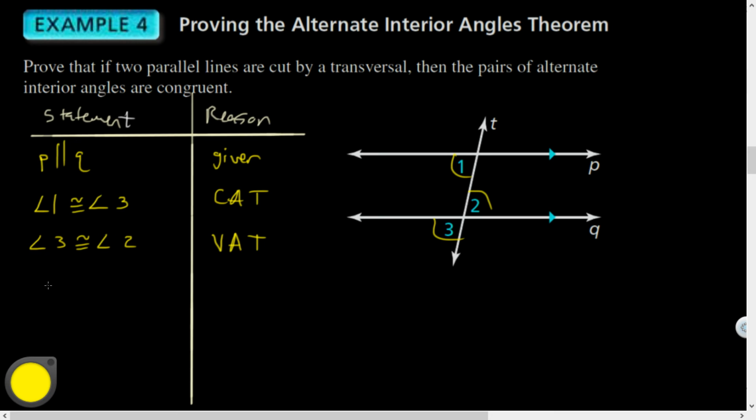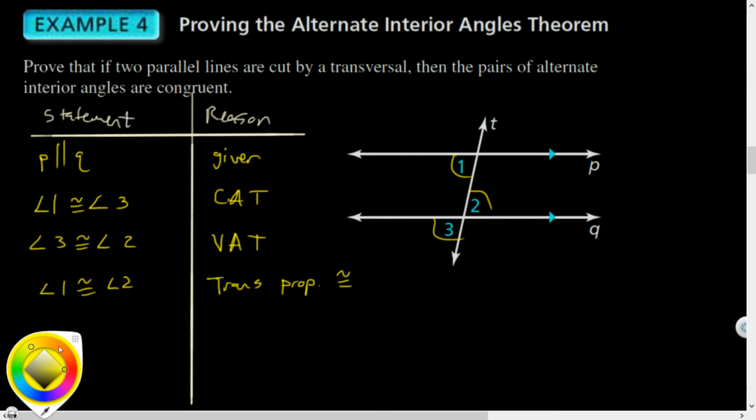And let's see, does someone see what I can do here using the substitution property of equality? Or actually, no, I lied. Actually, I think technically there is no substitution property of congruence, but we'll just call it transitive. Trans prop congruence. So what's transitive property tell me? Because angle 1 was congruent to angle 3, angle 3 was congruent to angle 2, therefore I can just cut out the middleman and just say angle 1 is congruent to angle 2.